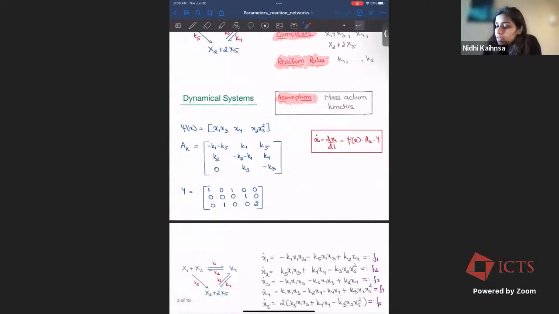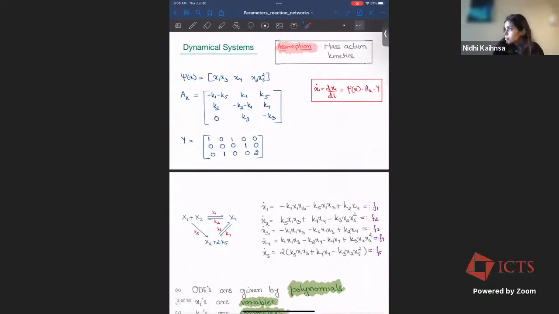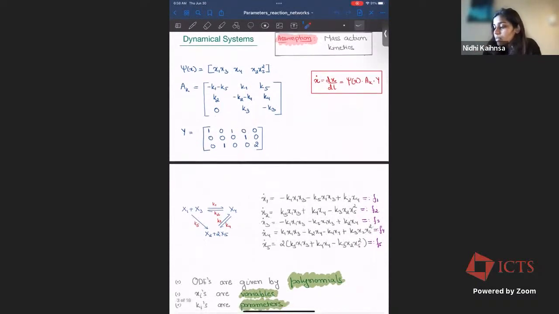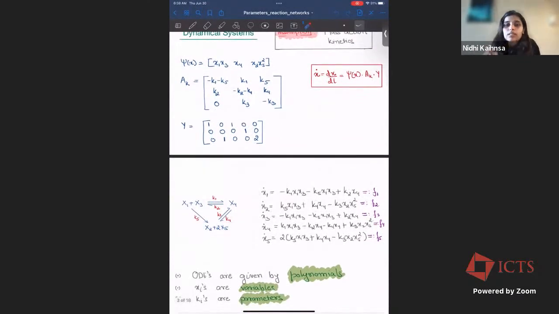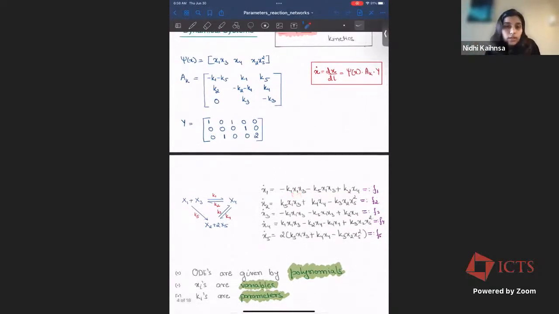Okay, so this is basically the setup of chemical reaction networks. How do we go from the graph to the actual dynamical equations? Because of the assumption of mass action kinetics, each of these dynamical equations is a polynomial. Going forward, we'll treat our xi's as the variables of these polynomials and ki's as our parameters.